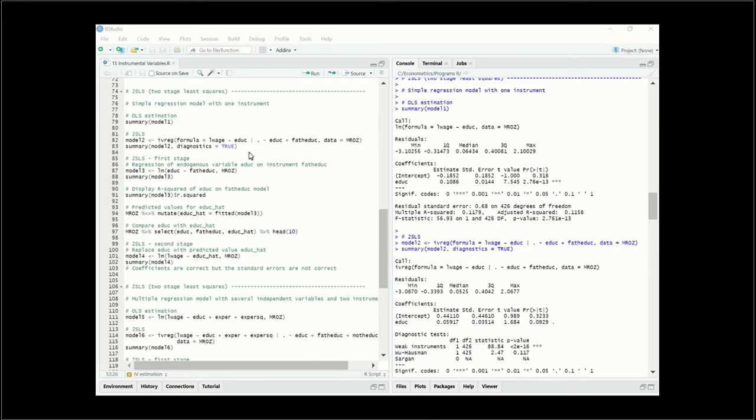So how do we do two-stage least squares? We're going to use the IV reg. The formula would be log of wage regressed on education. And here we would have to say for the first stage which ones are going to be the instruments. So here we are saying let's not use education because it's the endogenous variable, so we're subtracting it, but we are going to be adding father's education in here. And so this is going to be for the first stage least squares. And then we're going to be using this data set. And then we are going to summarize this model 2, which would be the two-stage least squares. And then for diagnostics equals true, we're going to be looking at a few other things that are going to be listed in the output.